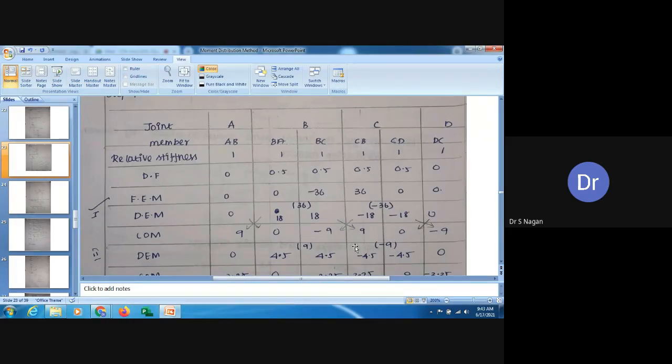So how distributed end moment is taken care of, how carryover moment. Carryover moment is always half the moment, and carryover should be done within the member itself and should not be done to the other members. Is it clear? Yes, sir.